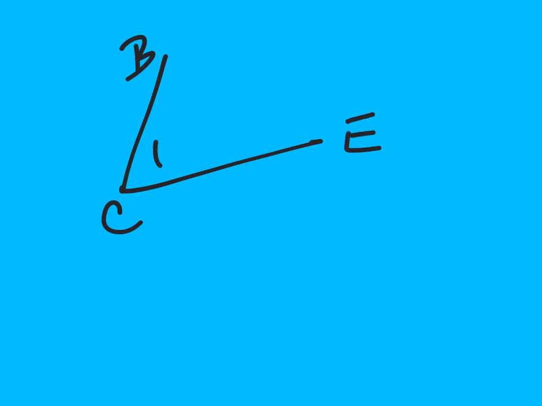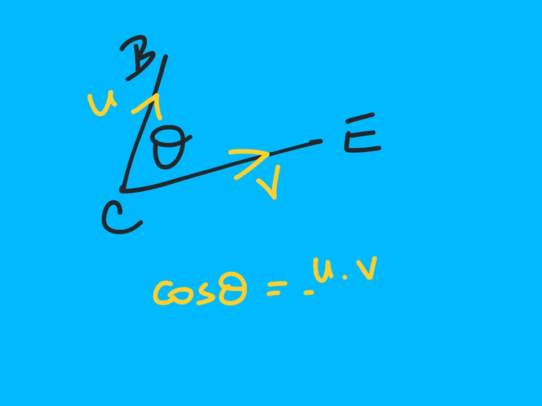This question says calculate the size of angle BCE. So a diagram for that is B, C and E, and we're trying to work out that angle, theta. For us to work out that angle, I need to know this vector which is going away from the angle and this vector which is going away. Let's call this vector U, this vector V. Then cos theta is U dot V divided by the length of U times the length of V. You need to work out the U and the V in the first place.